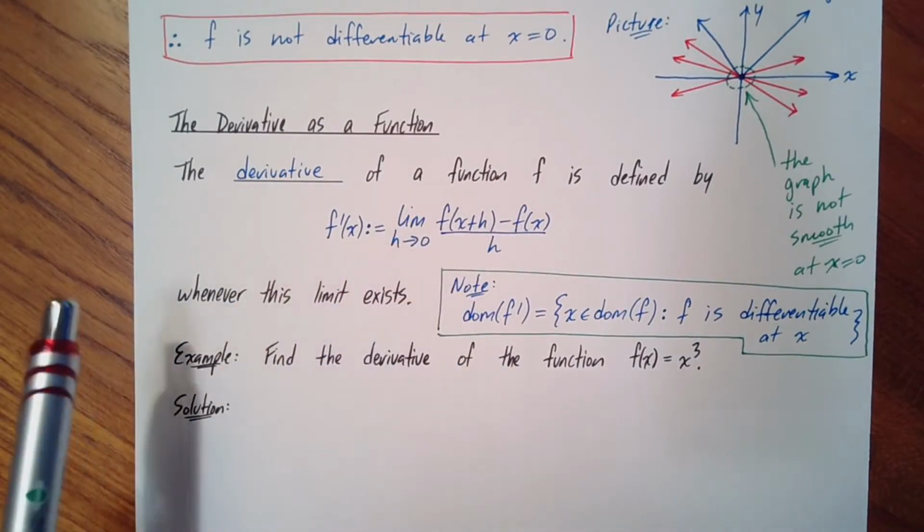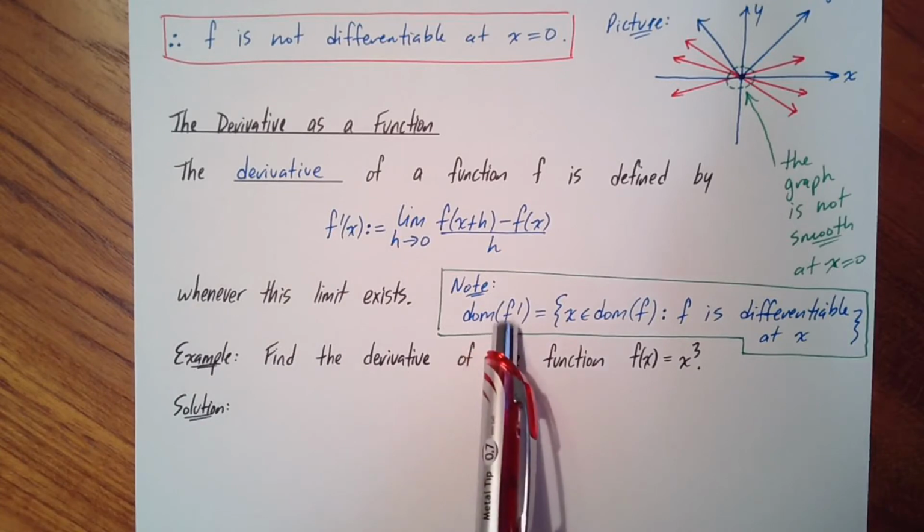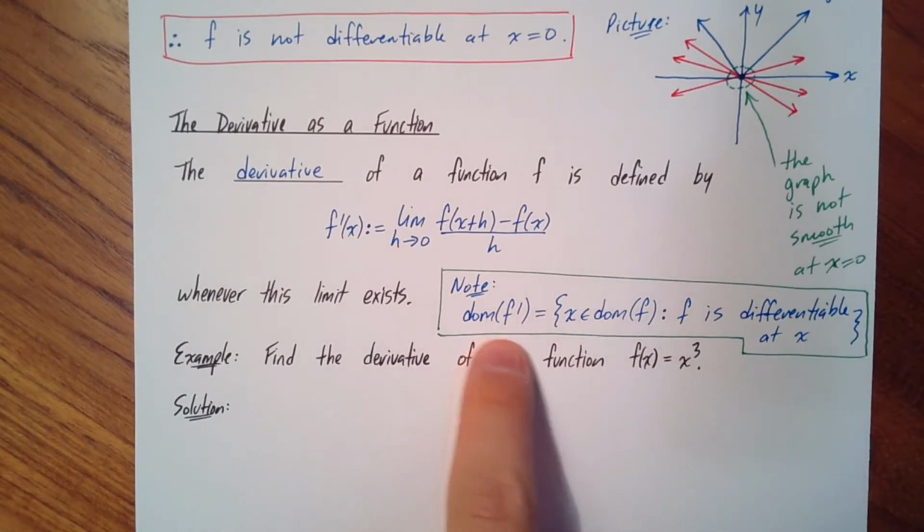So f prime is the function. So I can write domain of f prime to actually state what the domain of that function is. So if you want to determine if a point is in the domain of f prime, just calculate the function's derivative at that point. And if you get a limit that exists, then you know you have a point that is in the domain of f prime.